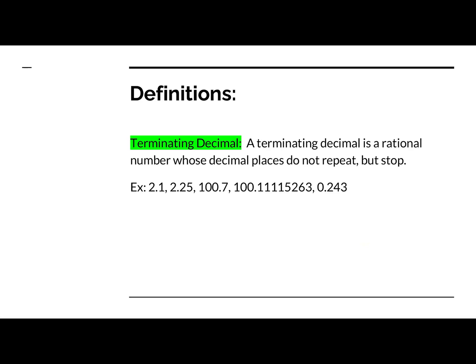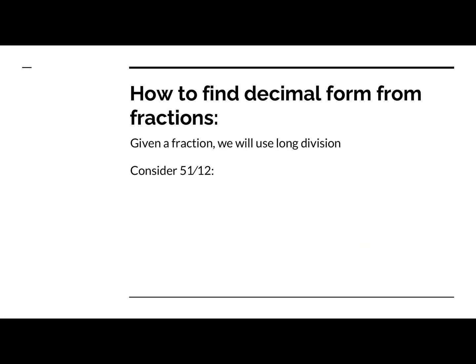So a terminating decimal is a rational number whose decimal places do stop but do not repeat. So for example, 2.1 stops. There's nothing that comes after that last one. Same with 2.25, 100.7, and even this long one here, 100.1115263, they all terminate. What terminating means is it stops at the end of the decimal.